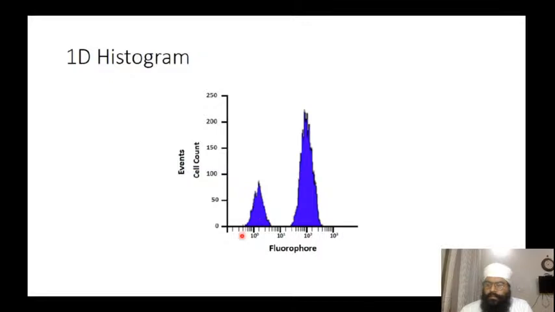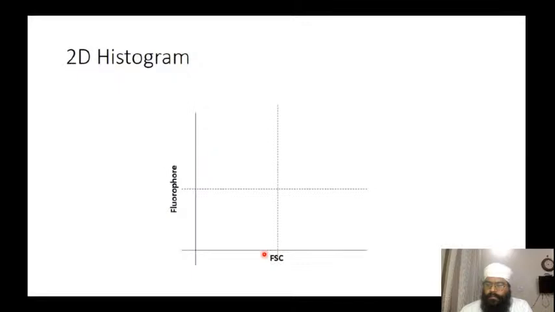What I can do further is to combine this data with other data I have. For example, I can combine the data obtained from the fluorescence detectors with the data obtained from the forward scatter detectors. So here I have the fluorescence and forward scattered light. When the cell appears here, it means that these are small cells because they have a low signal on the forward scatter, and they have a low signal on the fluorescence detectors, so they are not expressing the protein.